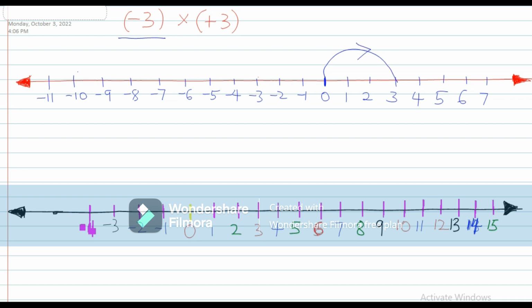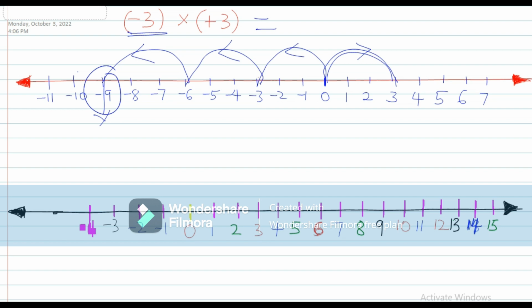But because I'm multiplying by a negative multiplier, anytime we are multiplying by a negative multiplier, that tells us to go in the opposite direction. And we are going to go 3 times because it's a negative 3. So instead of going to the right like this, we are going to the left like this. How many times? 3 times. So 1, 2, and 3. This is the end of it. And so the result is negative 9.